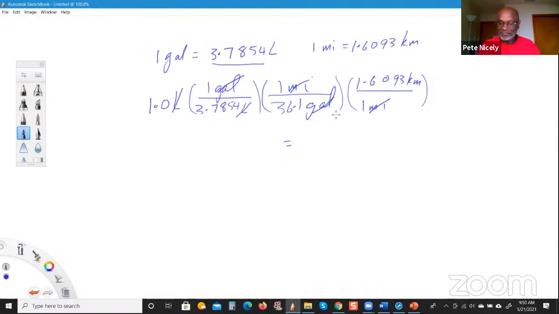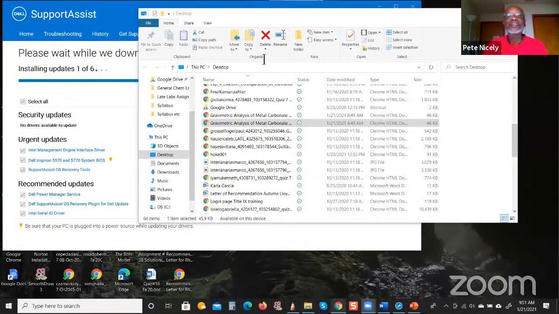Let me try this again. Okay, according to this, the answer is 0.0117. I don't think that's correct. It should be a larger number. And I don't know what I'm doing wrong here. Let me do a quick check of something here quickly.